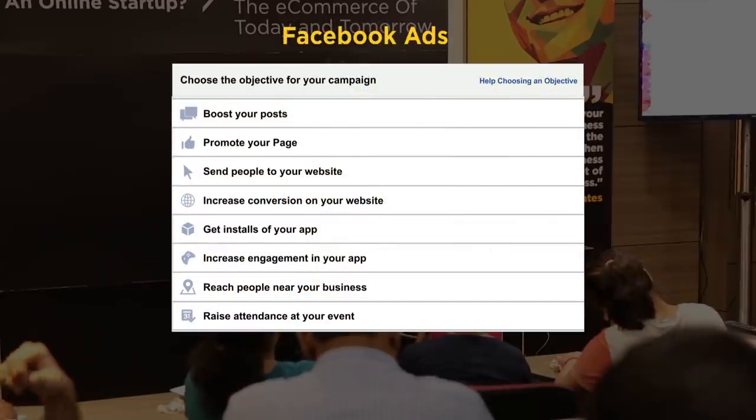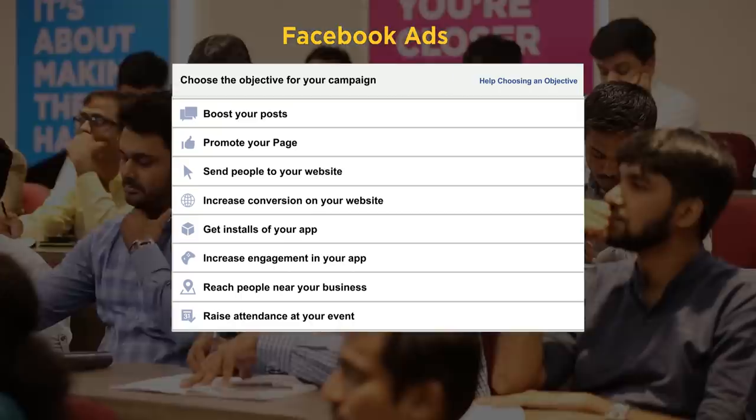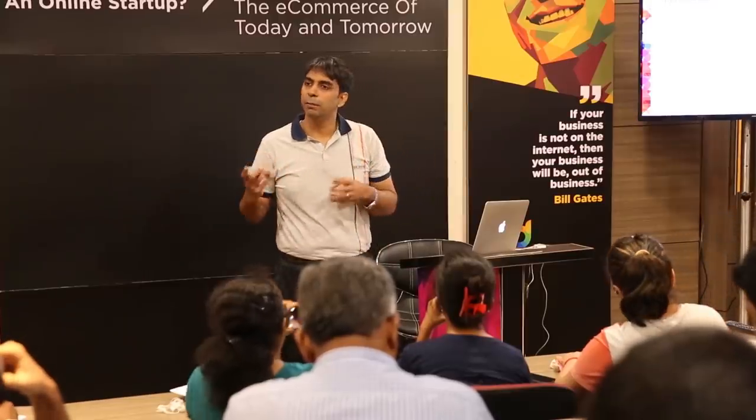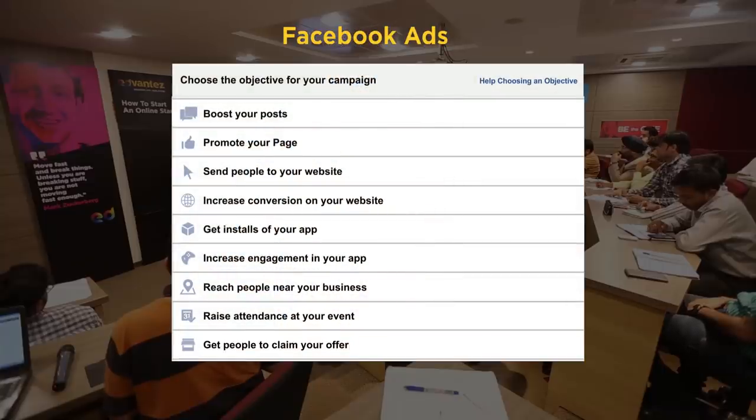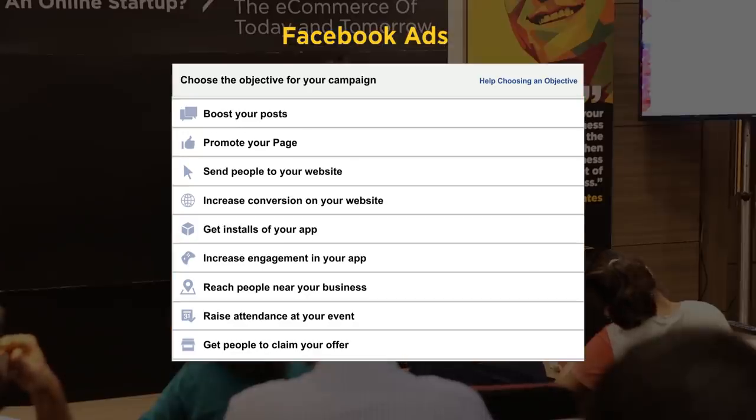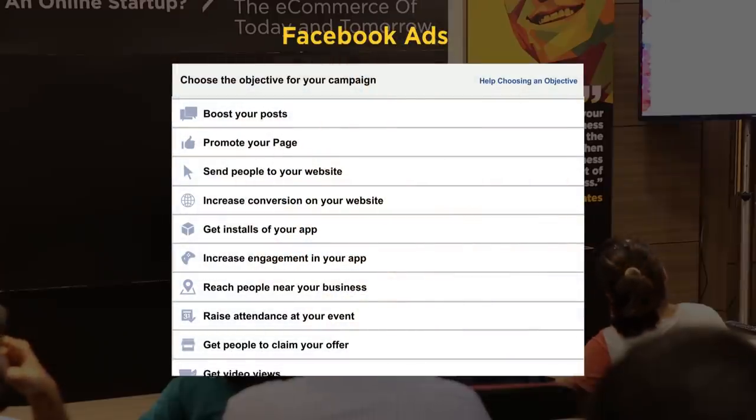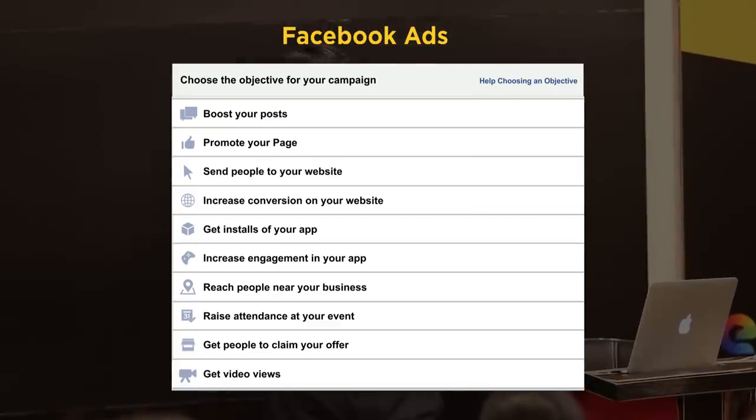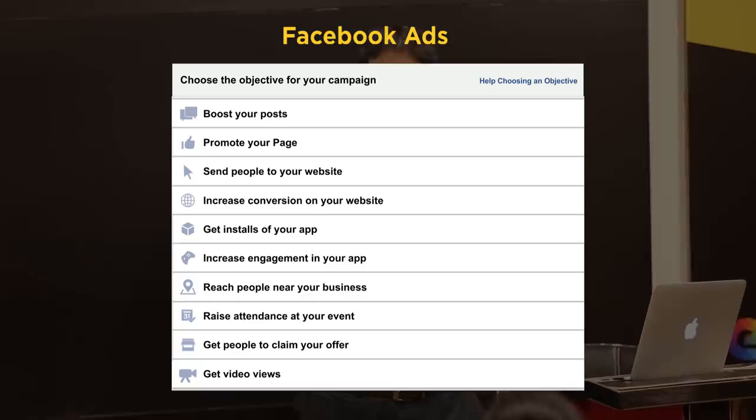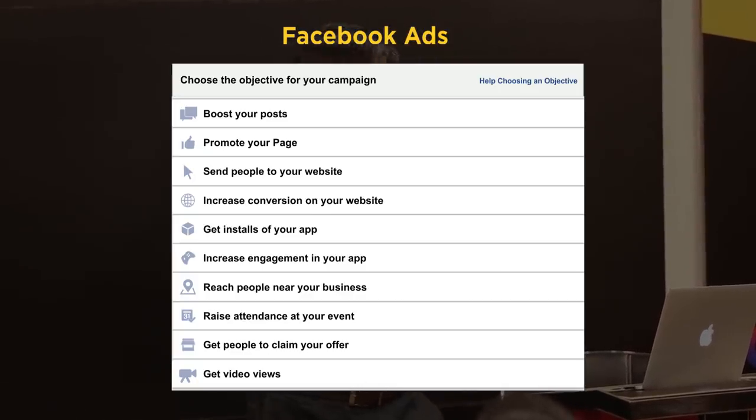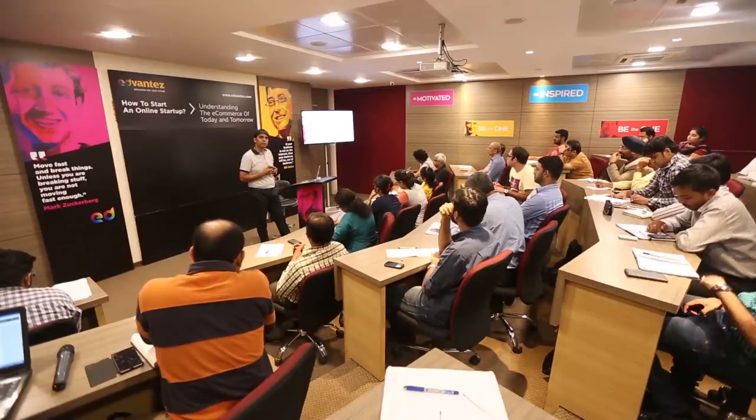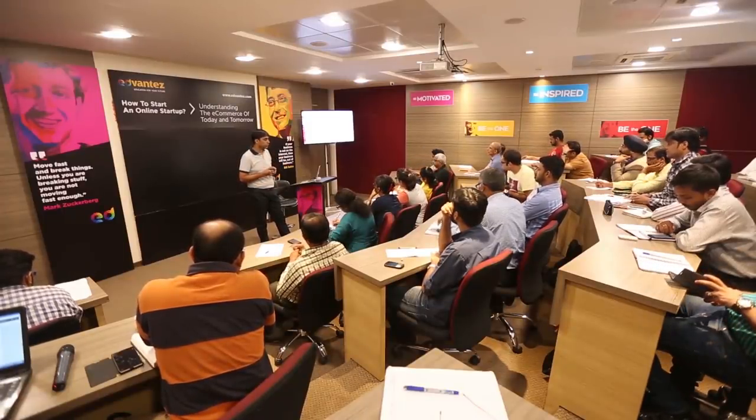Raise attendance at your event. Let's say we do a conference or a seminar and we want more people to come. That's a different type of ad, because this type of ad asks them, are you interested, are you going, et cetera, on the ad itself. Get people to claim your offer. You see a lot of these ads today: claim your offer. You click it, and whatever the offer is, you can claim it. And lastly, but not least, get video views. You upload videos on your Facebook page and you want more people to see them, so you can do the last one, which is get video views. These are all the different types of ads we can create in Facebook.